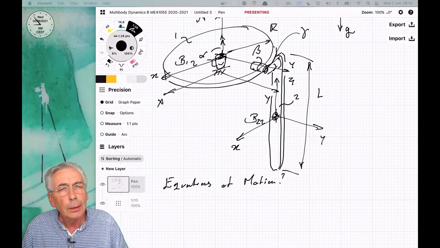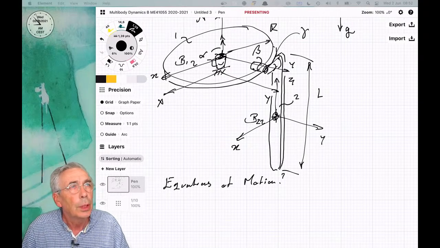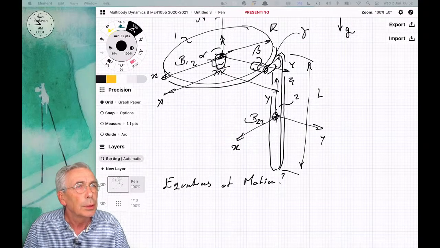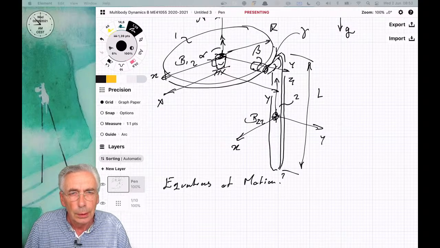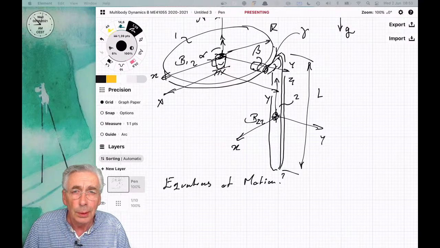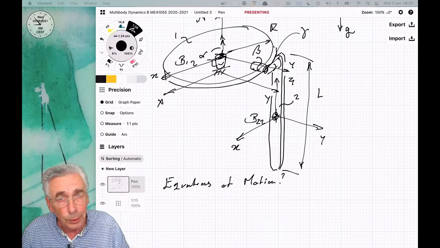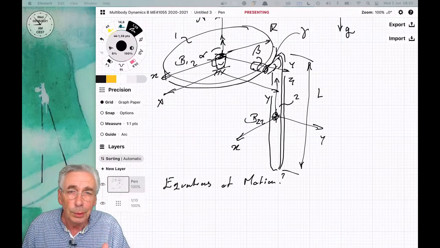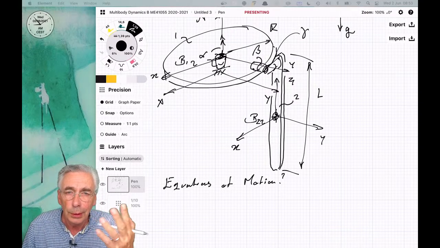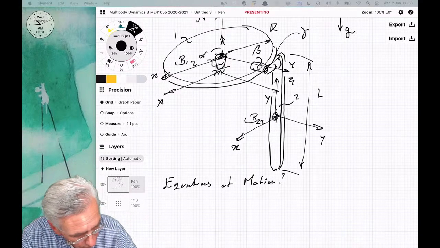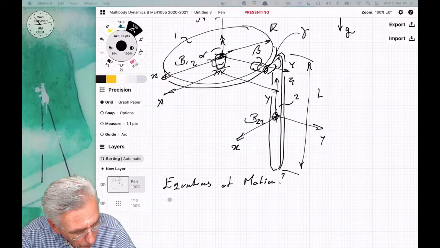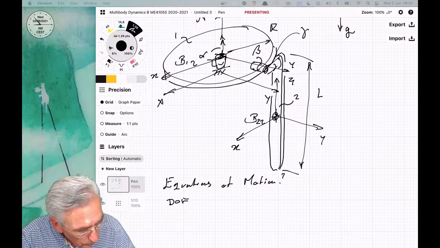But actually, I like to not use religion here, but just science. The science tells me I can find the number of degrees of freedom by counting the number of rigid bodies and counting the number of constraints and then subtracting those. Okay, so degrees of freedom. How do we do that?